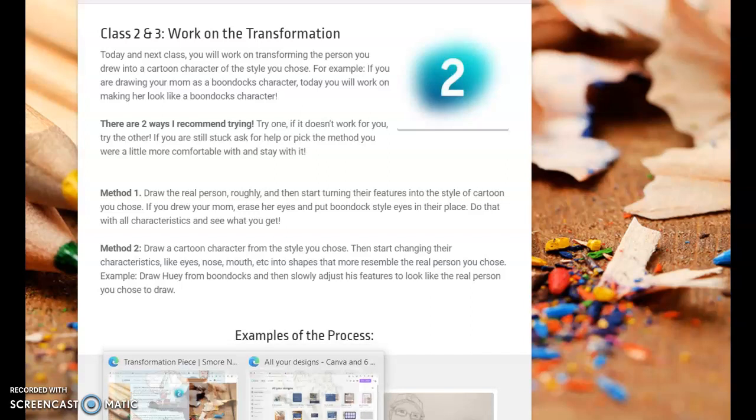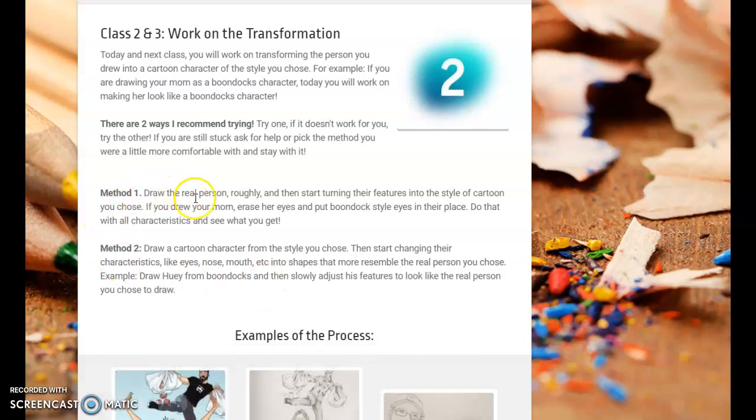So the first method that I recommend is to draw the real person, just roughly, and then start turning their features into the style of the cartoon you chose. So for example, if you drew your mom, erase her eyes and put Boondocks eyes in their place. And then do that with all the characteristics. Nose, mouth, teeth, whatever it is, that will really help.